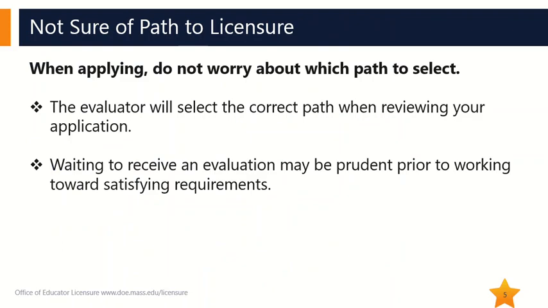When applying, if you are not sure of the path that applies to you, select any path. Do not worry. Regardless of the path you choose, an evaluator at the Office of Educator Licensure will select the correct path upon review of your application. You will receive a correspondence explaining how you can satisfy any pending requirements.